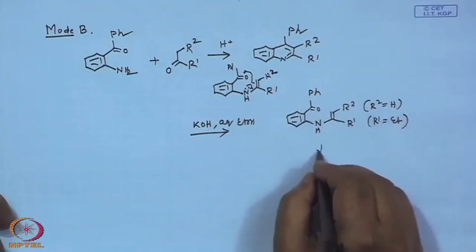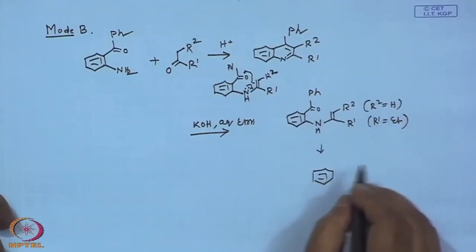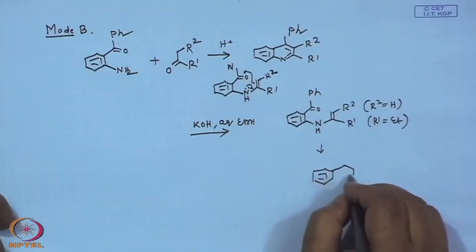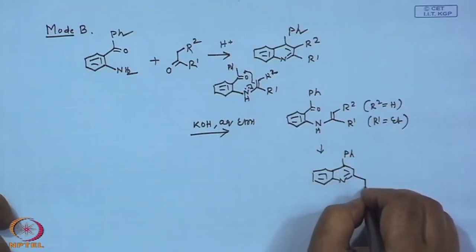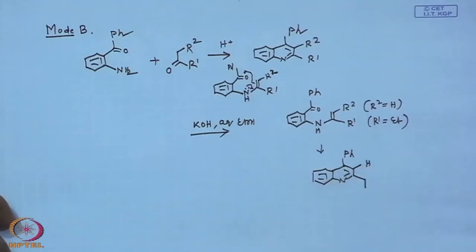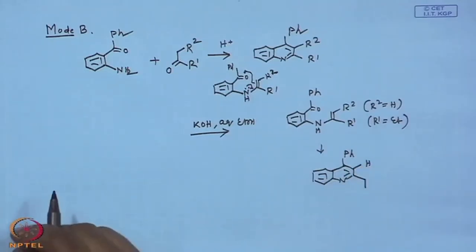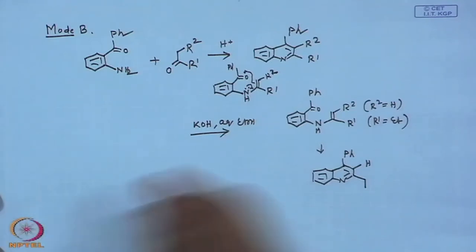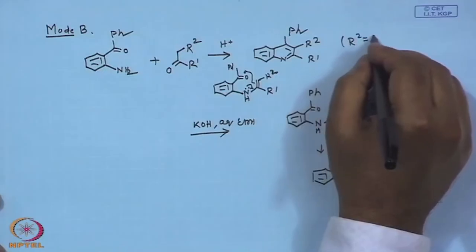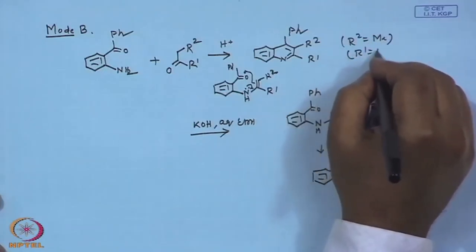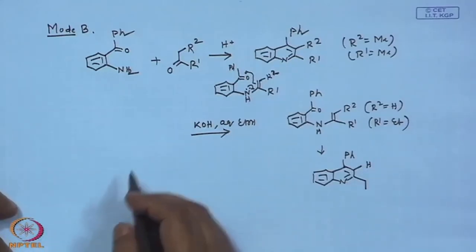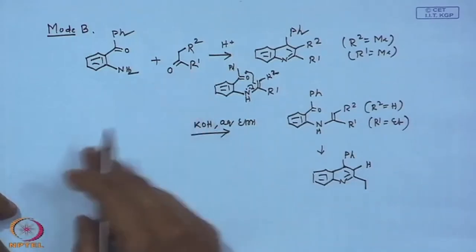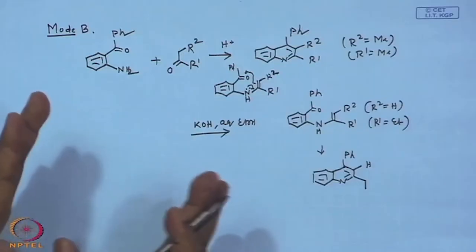And the product that would be formed here, I think the best thing to write is the Ph here, and this would be this ethyl group here, and this R2 is hydrogen, okay. So in brief, in this case I should write R2 is, let us say, methyl here, and R1 is methyl here. So whenever you have an unsymmetrical ketone, there is a likelihood that you can alter the reaction course and get two different substituted products.